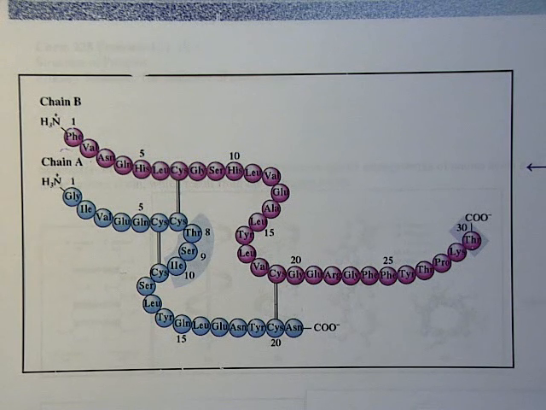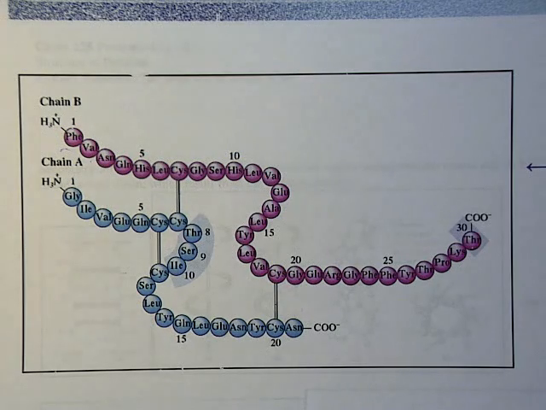Think about how many possibilities there are for the 51 amino acids in insulin. If you do the calculation, it's 1.5 times 10 to the 66 possibilities, yet our body reliably produces just the right one, which illustrates the precision of life processes.